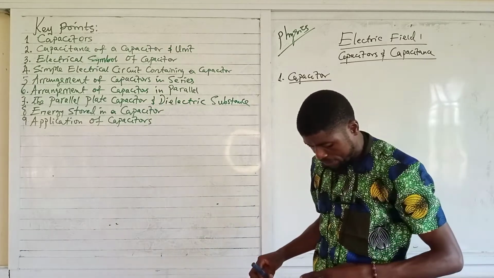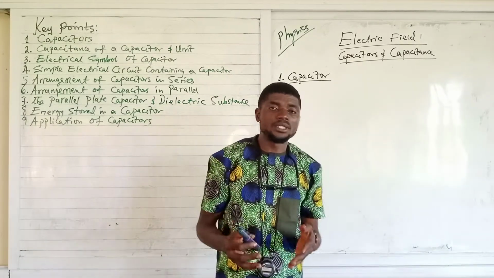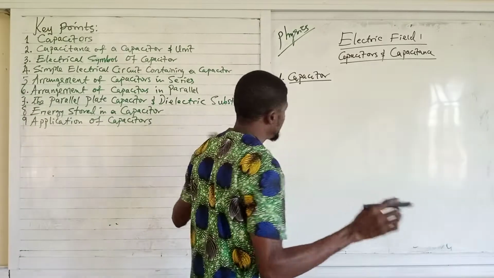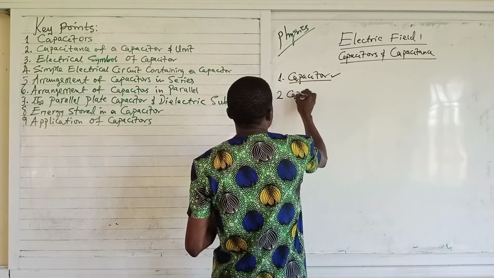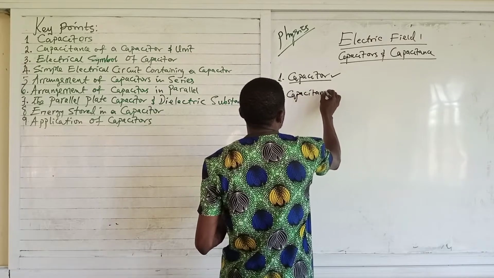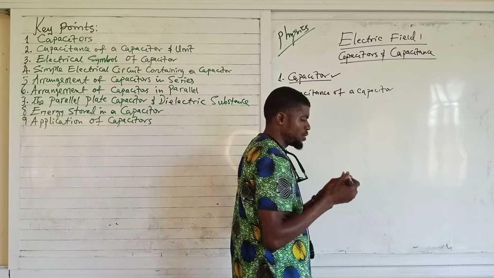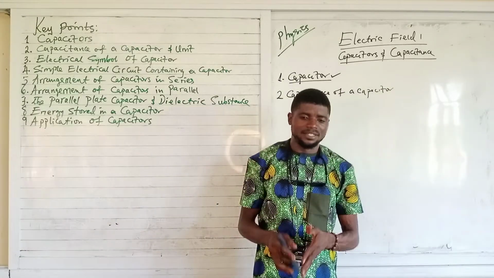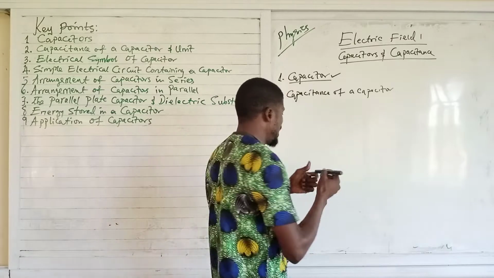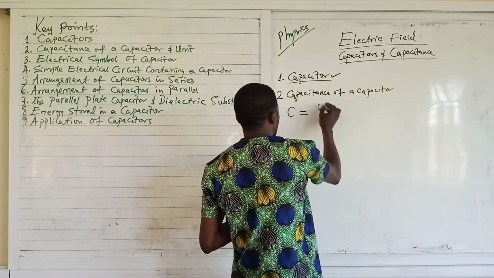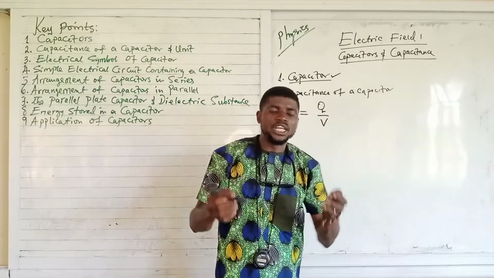What do you mean by a capacitor? A capacitor is simply an electrical device that is used in storing electric charges. As simple as that. So what do we mean by the capacitance of a capacitor? The capacitance of a capacitor is simply the measure of the ability of a capacitor to store electric charges. And that measure is defined mathematically as C equals Q over V. The capacitance of a capacitor is measured in the units of farad.